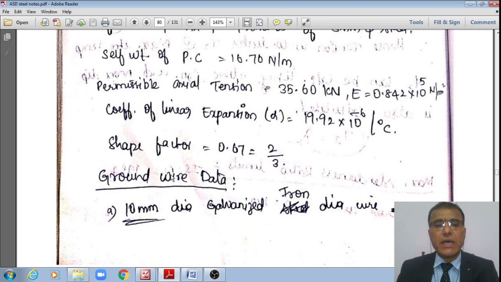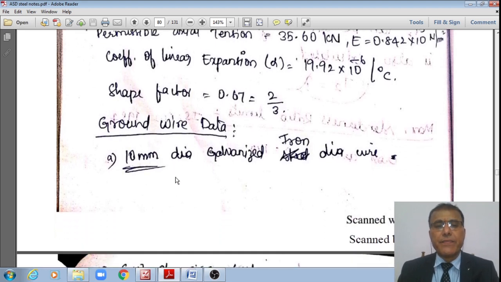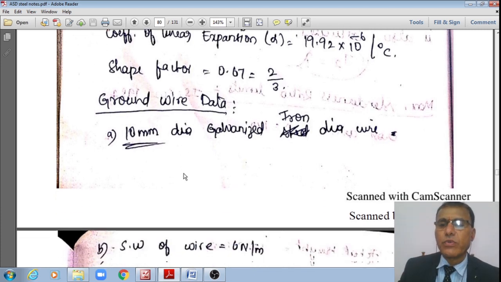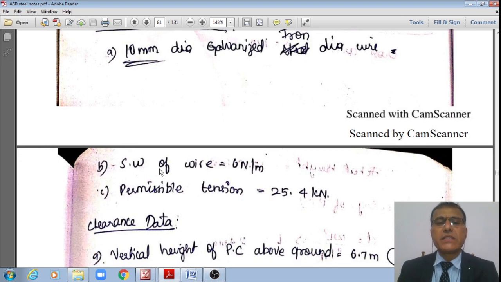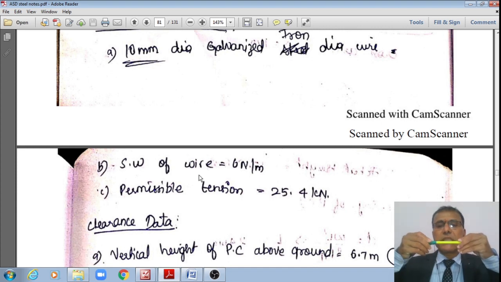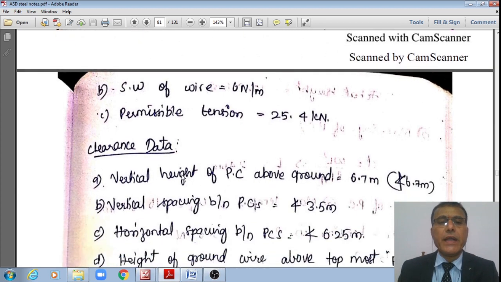Similarly, the other data is the ground wire data. Here the ground wire is 10 mm diameter galvanized iron wire, to be used. And the self weight of this wire is equal to 6 Newton per meter, and the permissible tension at which it breaks is equal to 25.4 kilonewtons. And that is the next data.